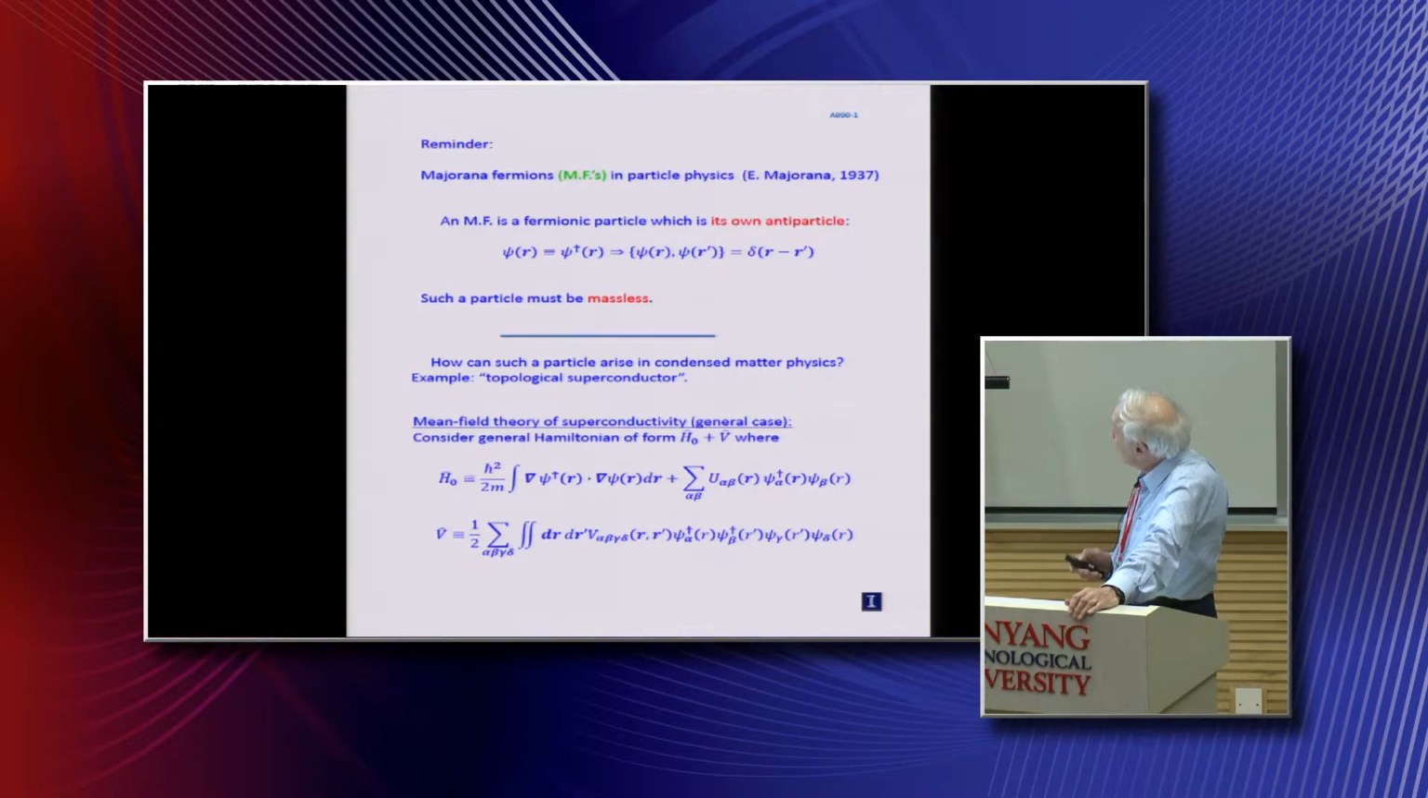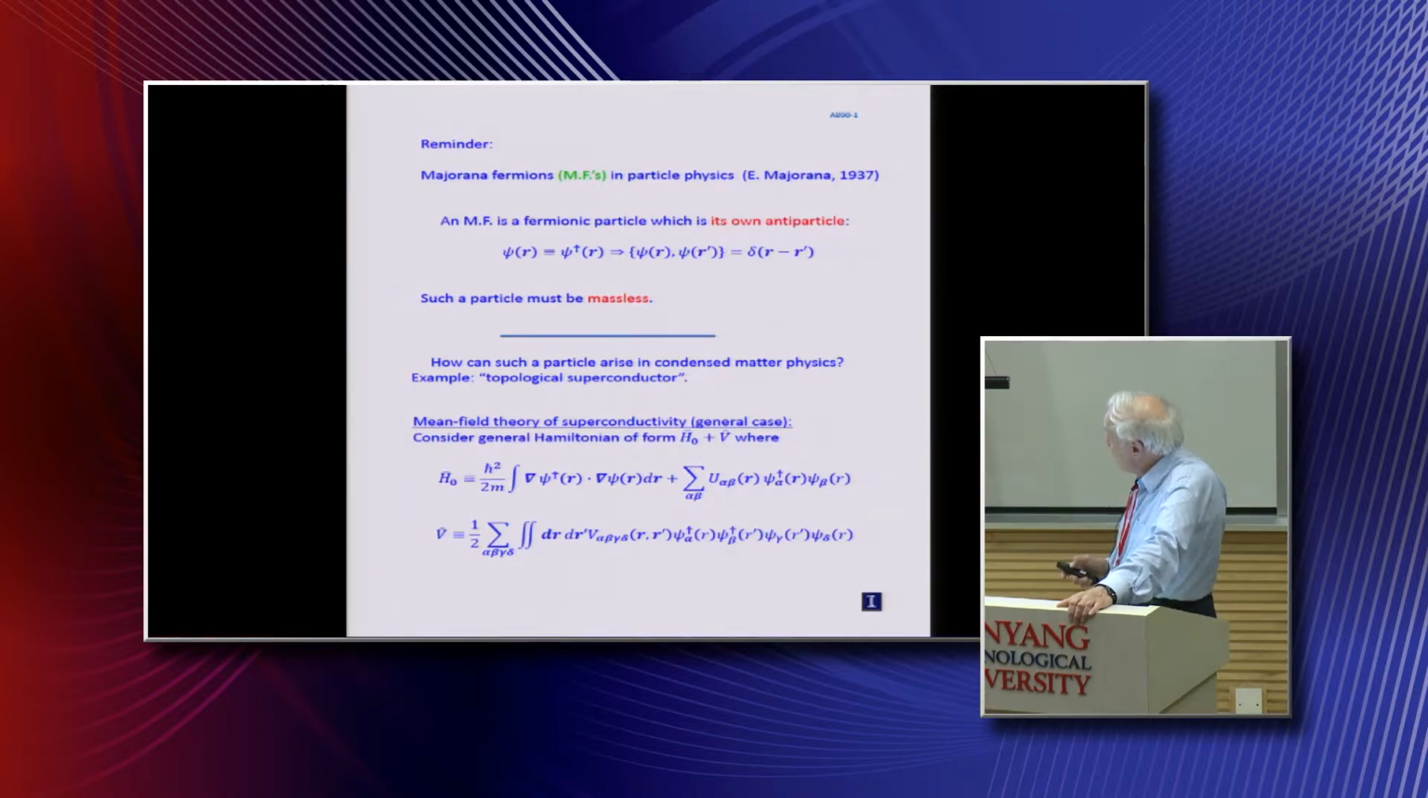Okay, so as a reminder, I'm sure you don't need reminding of this, but a Majorana fermion in particle physics is a fermionic particle, which is its own antiparticle, and therefore obeys a rather unusual commutation relation. And it's known that such a particle has to be massless. Now, the question is, how can such a particle arise in condensed matter physics, where normally one assumes that there's no kind of particle-antiparticle symmetry?